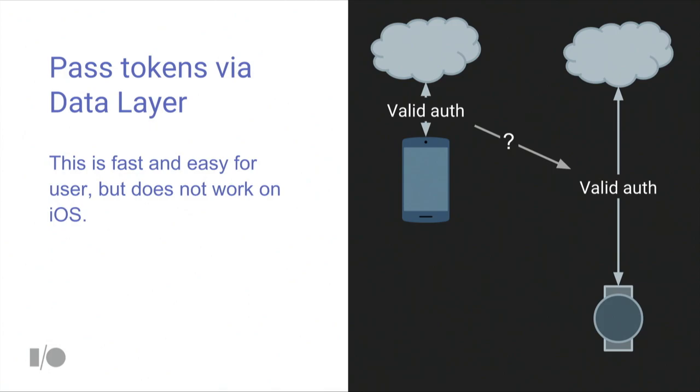fact that you're requesting a token for the watch on the phone, so a token that's destined for a different device. It also does require the user to have their phone with them and have it on and connected when they're running your app. And finally, it doesn't work on iOS. So if you do choose to use this method in your app, make sure that you have at least one backup method that does work.